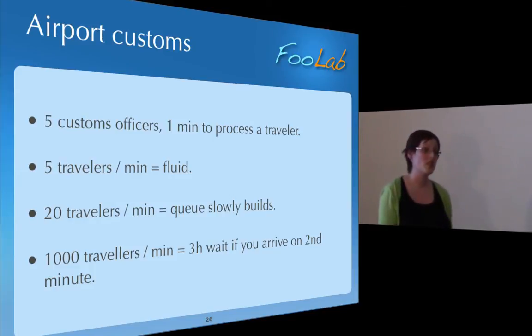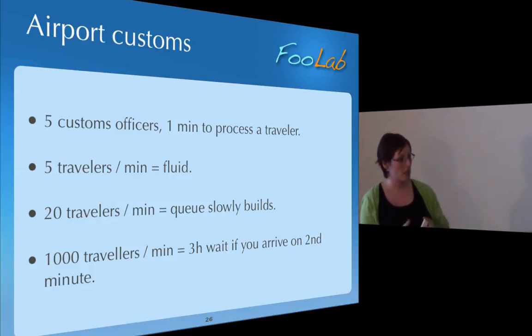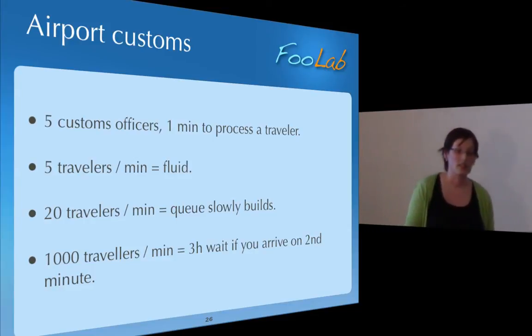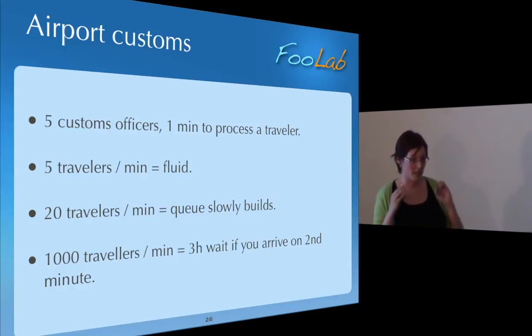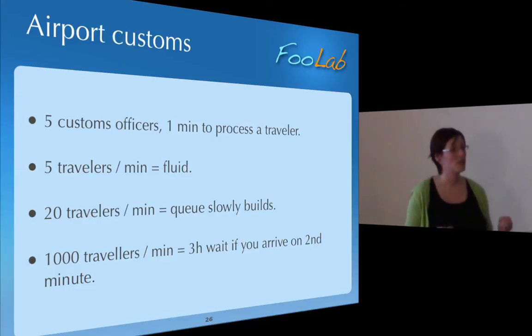But if you have 20 travelers per minute, then you create a queue. It slowly builds up, and it just builds up infinitely. So every next person is going to have to wait longer and longer in order to get processed. If you get 1,000 travelers per minute, then if you have the bad luck of arriving on the 2nd minute, you're going to have to wait 3 hours in order to get through customs.